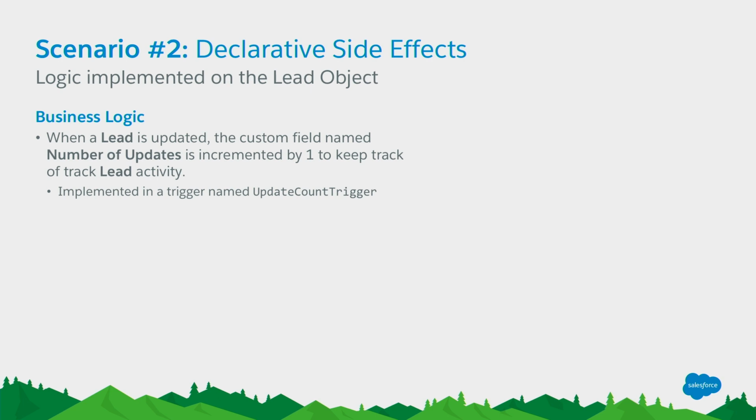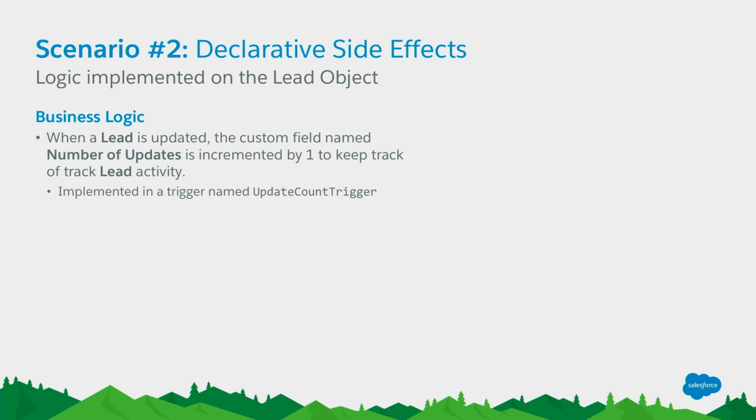So there are two chunks of logic that have been implemented. The first one is in an Apex trigger. Whenever a lead record is being updated in the database, we want the custom field named number of updates, which is a number field, to be incremented by 1 to keep track of lead activity. And this piece of logic has been implemented in a trigger called update count trigger.